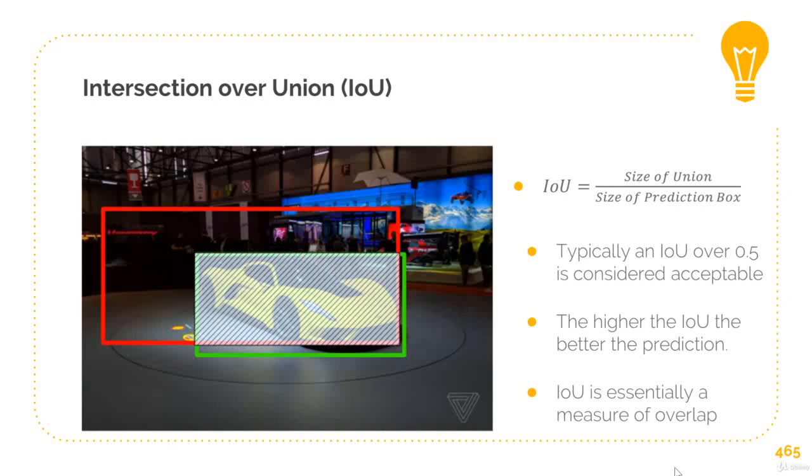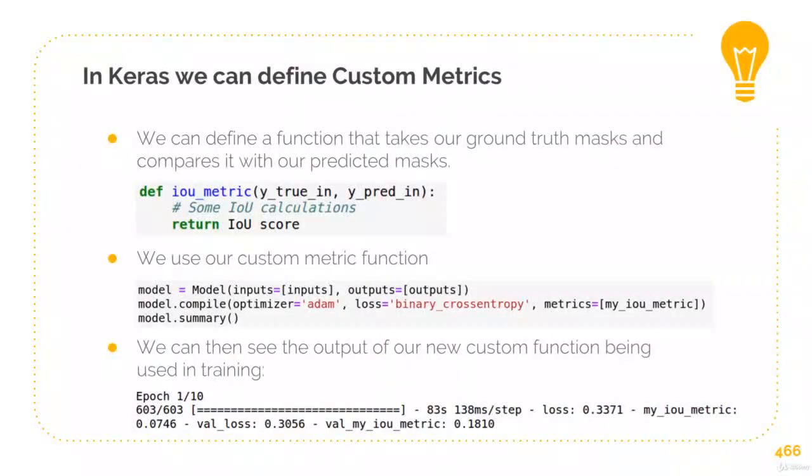Now let's see how we do this in Keras. It's pretty easy to define custom metric functions in Keras. You just write a simple function that takes in your true labels and your predicted labels, and computes an IOU score. These labels aren't just labels, they're actually masks. When we compile our model, we define our own metrics. Previously we used accuracy. Now we use my own IOU metric, which is this function here.